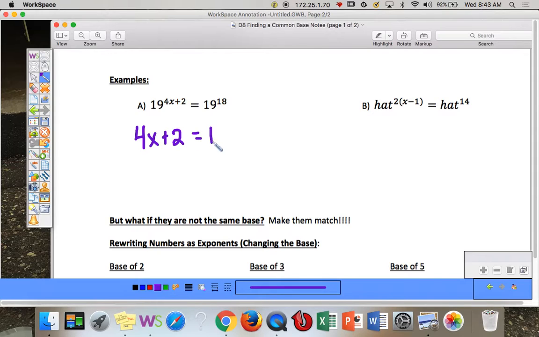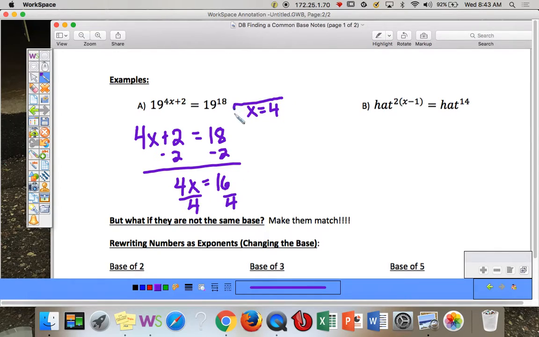4x plus 2 equals 18. Let's subtract 2 from each side. We get 4x equals 16. We'll divide each side by 4. And so here x equals 4. You can check your answer by plugging in. You could do 4 times 4 plus 2, and you should get 18. Let's try the next one.